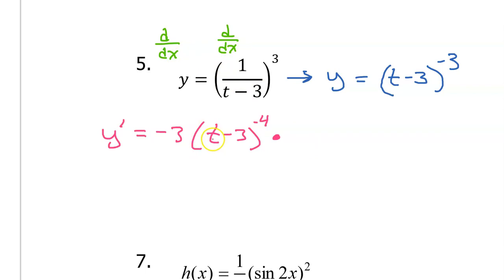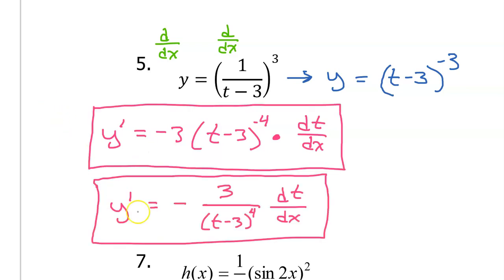So the derivative of t with respect to x is dt/dx. And of course the derivative of a constant is 0. So that's it. But we just have to be careful to put this dt/dx instead of a 1 because the variables do not actually match. You might also see the answer written this way on a multiple choice question by taking the (t minus 3) to the negative 4 power and dropping it down to the denominator.